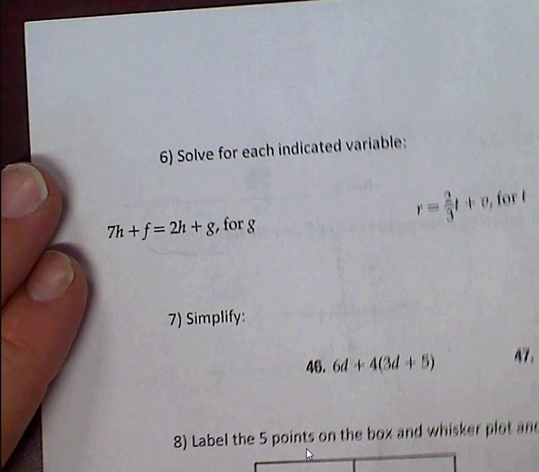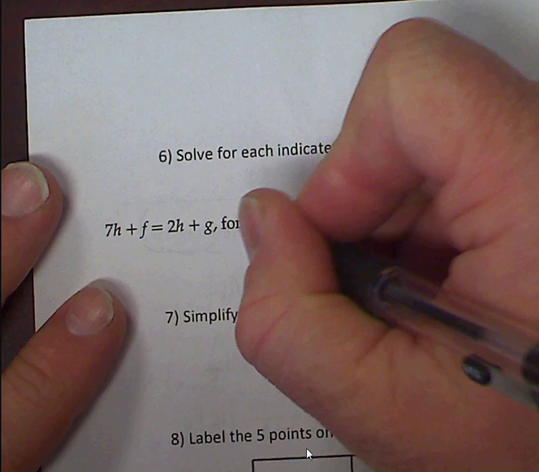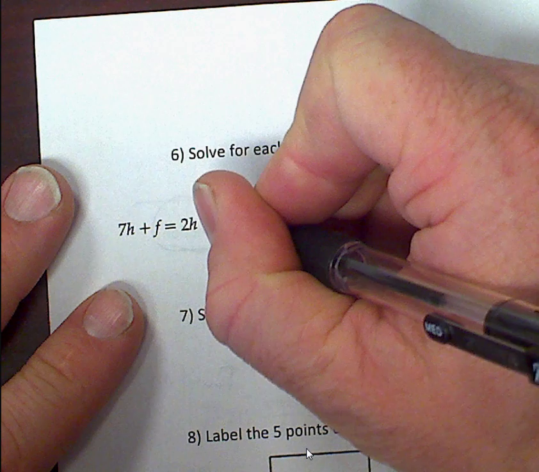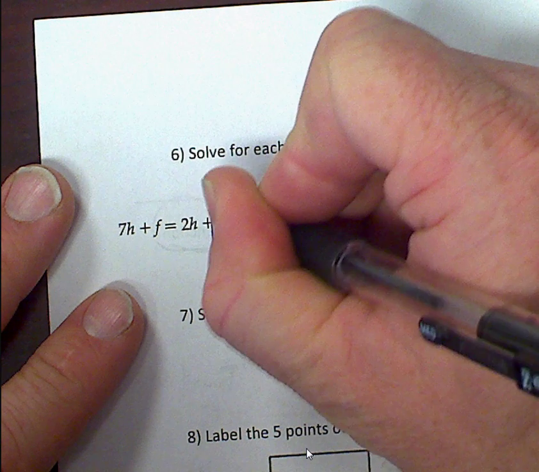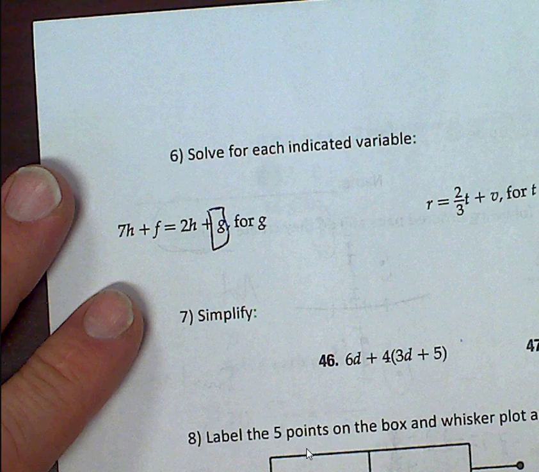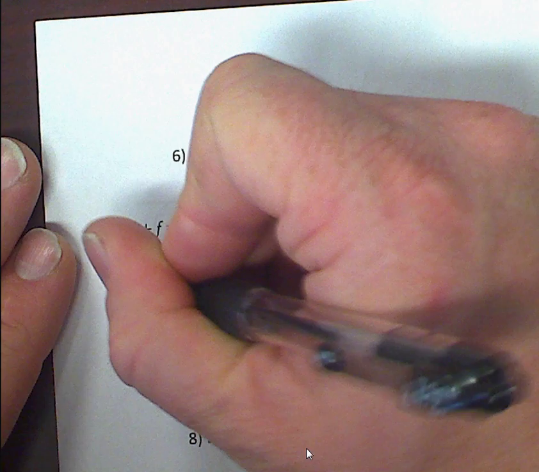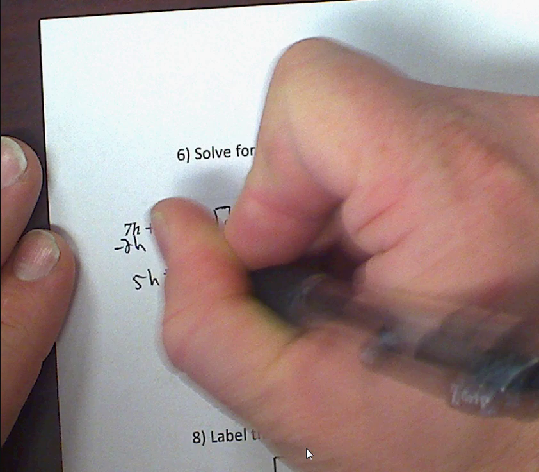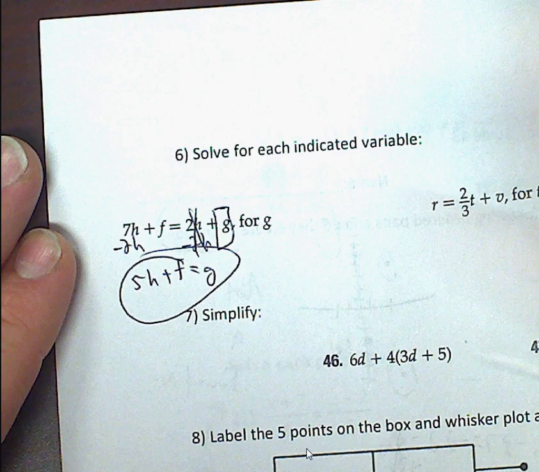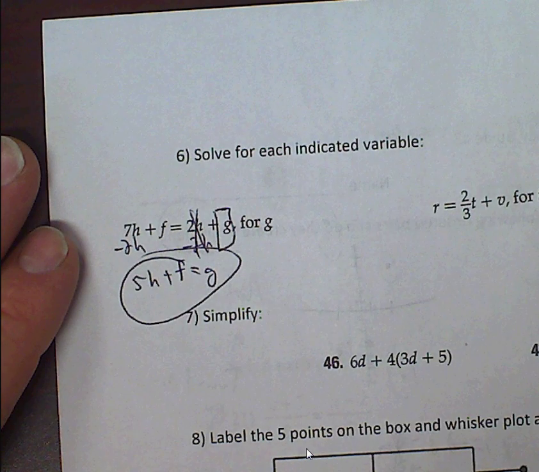Number 6, solve for each indicated variable. So let's go ahead and solve for g. If I need to solve for g, I need to get g by itself. That means get rid of what's not attached. The 2h is not attached, so I'm going to get rid of the 2h. That's 5h plus f equals g. Guess what? I'm done because the g is by itself.